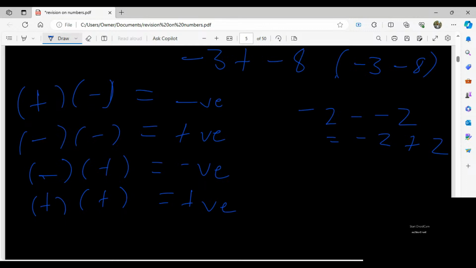All right. So you must also appreciate these rules whenever you are doing your additions and subtractions and anything in operating with integers. All right. So now we move on.